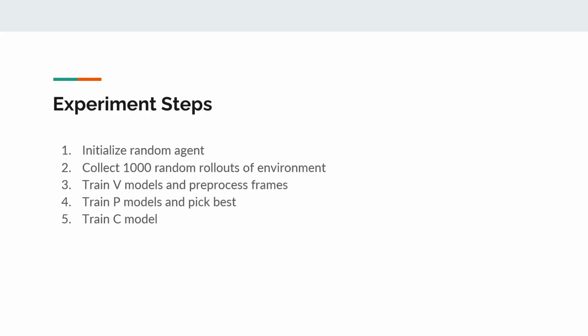For the experiments, the steps are as follows. First, I initialize the random agent. Next, I record observation frames by collecting 1000 random rollouts of the environment. Then, I train the V models to encode the observation frames on different sizes of latent space, namely 4, 8, 16, and 32. Then I preprocess the observation frames into their latent vectors. After that, I train the P models with these preprocessed frames and pick the best P model for training of the C model. Finally, I train the C model on an equal CPU.